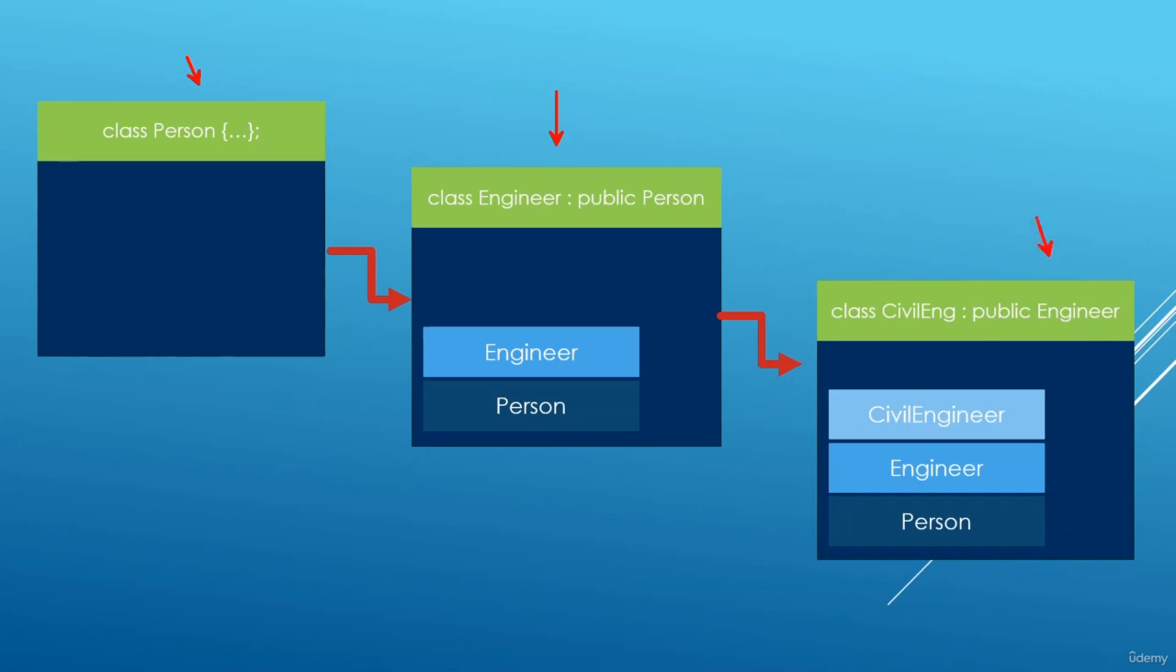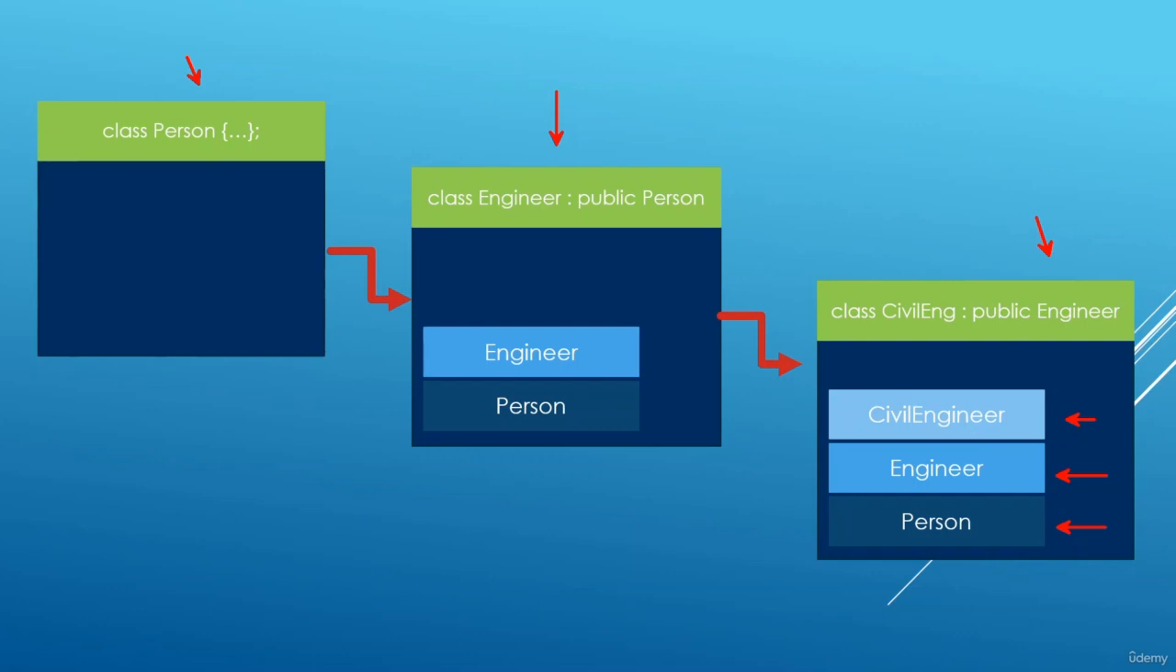When we create a civil engineer object, we have seen that the base part is built first. We are going to build the person part of us, the engineer part of us on top of that, and the civil engineer part of us on top of that. So the constructors are going to be called in this order. We will call the person constructor first, engineer constructor after that, and then a civil engineer constructor after that to set up our civil engineer object.